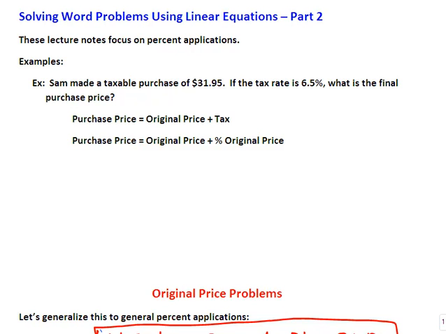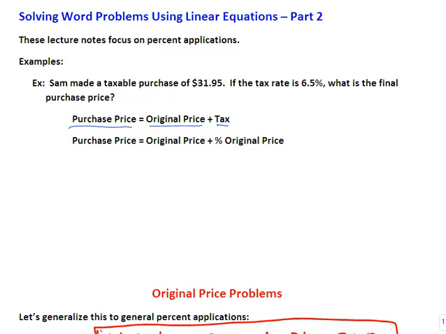The first example says, Sam made a taxable purchase of $31.95. If the tax rate is 6.5%, what is the final purchase price? So first thing we have to realize is that when you go to the store and you buy an object that has a sticker price of $31.95, you have to add your tax rate onto that before you get your final purchase price. So that's where this formula comes from. Purchase price is the original price plus the tax that you have to pay.